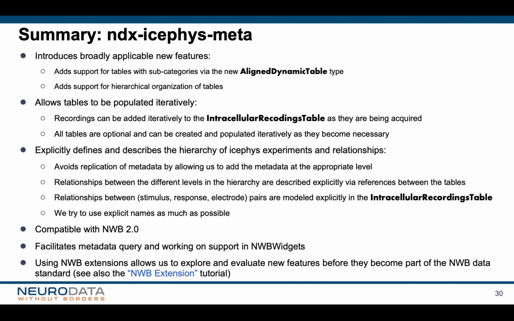So in summary, the NeuroData ICEphys metadata extension introduces a number of broadly applicable new features. In particular, it adds support for tables with subcategories via the new aligned dynamic table type. We saw this being used for the intracellular recordings table. It adds support for the hierarchical organization of tables, which the base components exist already in NWB, but the features of how we use these is new to the extensions. It allows tables to be populated iteratively the way they're defined.